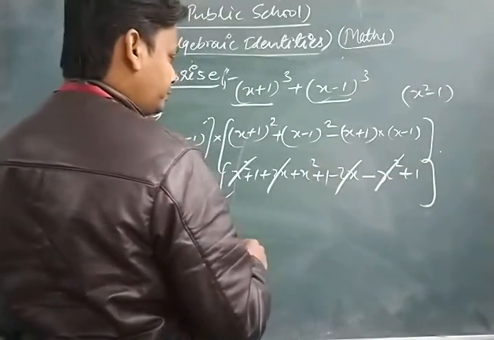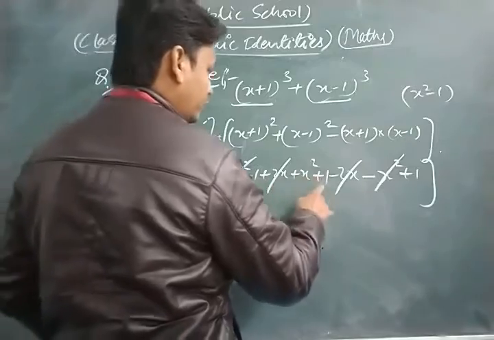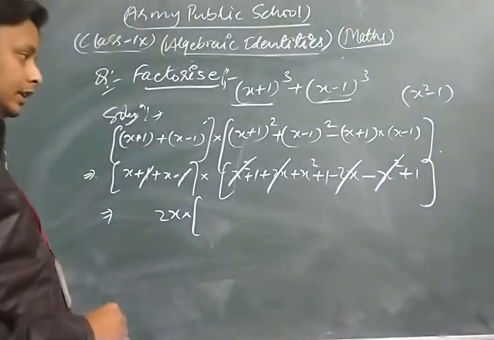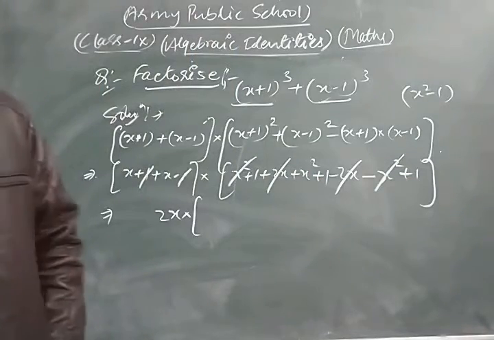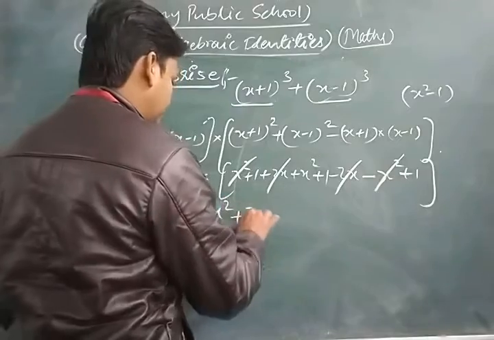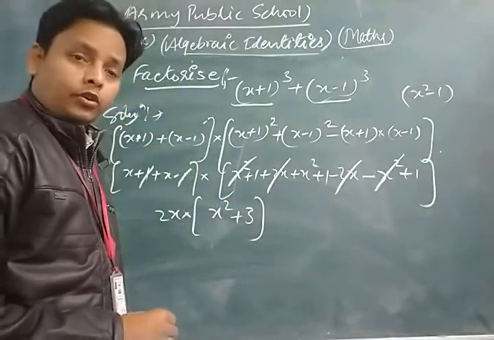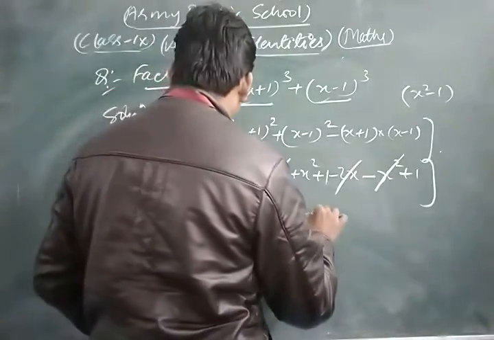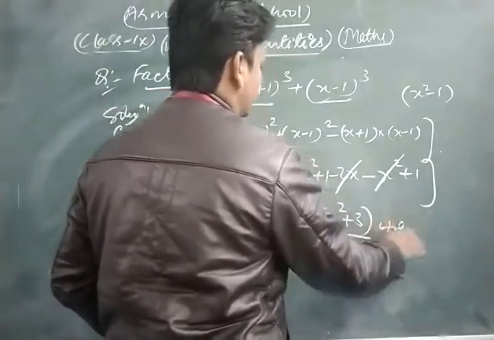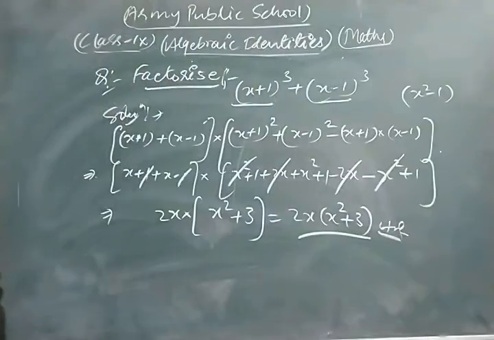And that is 1, 1, 1. That is 3. And x square is left. So this is x square plus 3 left. Okay, now we get the final 2x in bracket x square plus 3. This is the required solution of the given question.